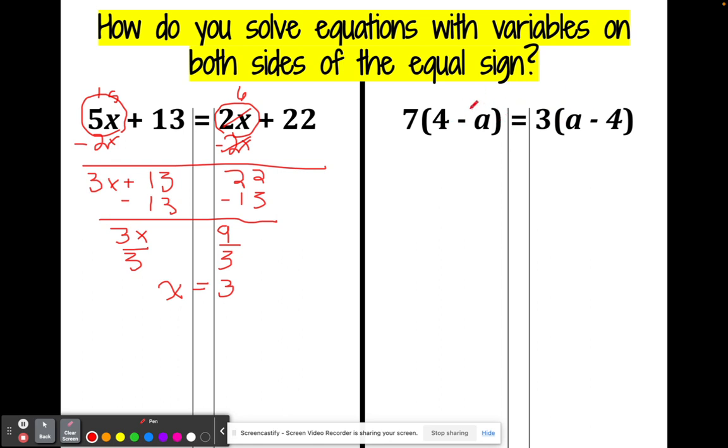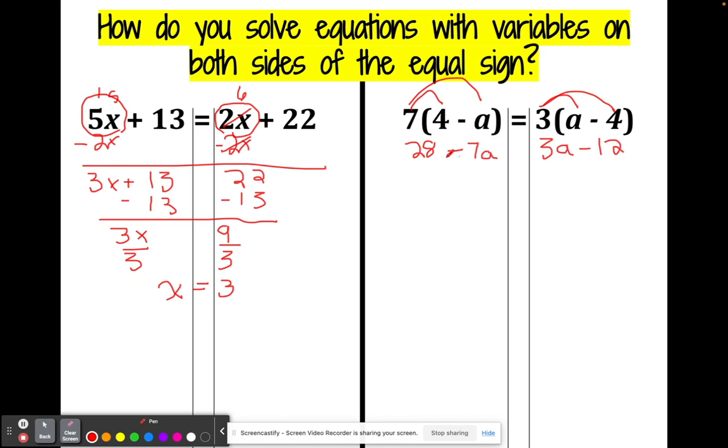I have variables on both sides. Again, I'm going to need to distribute first. So 7 times 4 is 28. 7 times negative a is negative 7a. 3 times a is 3a. And 3 times negative 4 is negative 12.